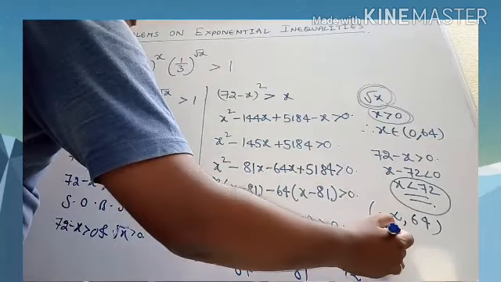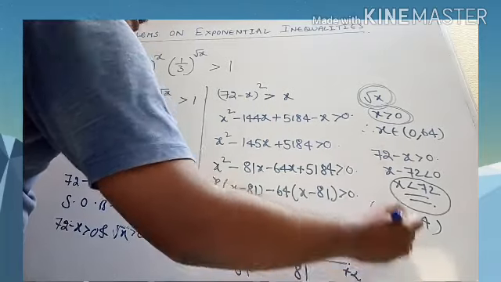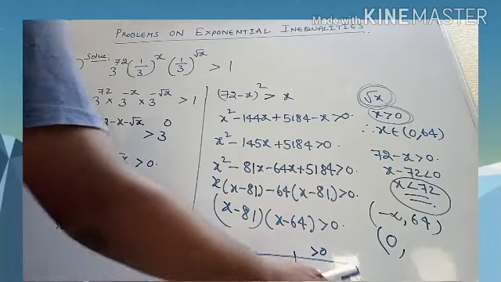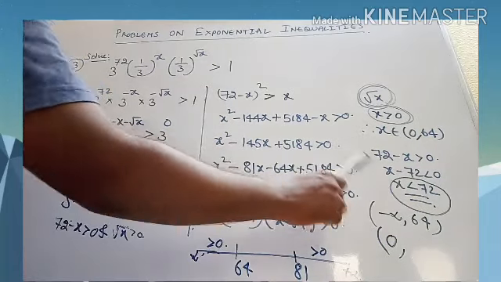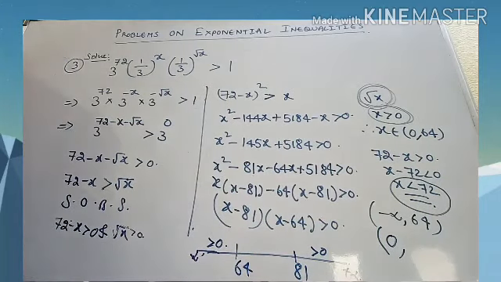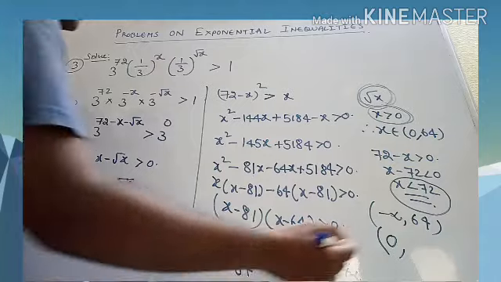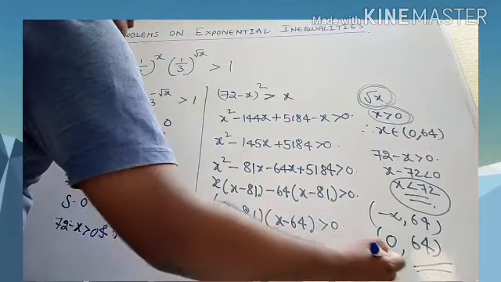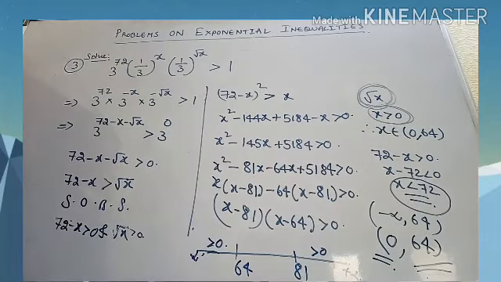X should be greater than 0 means it should start from 0, and x should be less than 72 means 81 to infinity you cannot take, because we should get x less than 72. X less than 72 means the only option is 0 to 64. This is our required solution, right? 0 to 64 is the only required solution. This way we can do this particular problem, right?